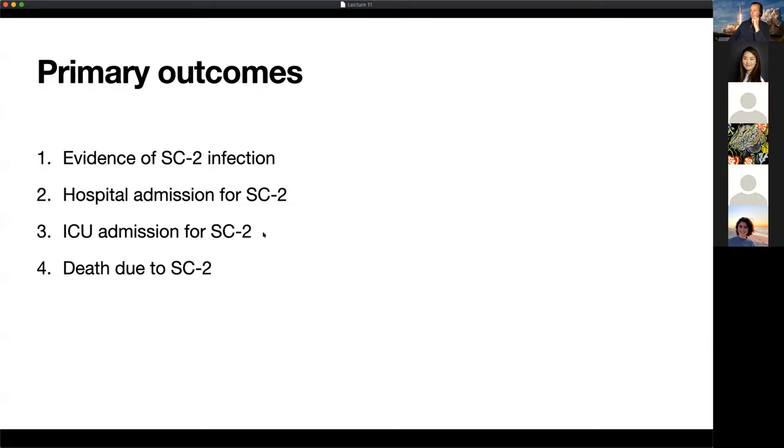As a clinical trial cohort type of study, you need to define what it is that you look for. So there were four outcomes that they tracked by increasing degree of severity. Did people become infected with SARS-CoV-2? If they did become infected, were they admitted to the hospital? If they were admitted to the hospital, did they need intensive care? And lastly, did they die? So, a progression of severity and outcomes.